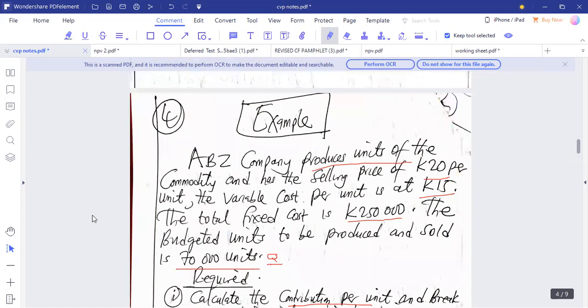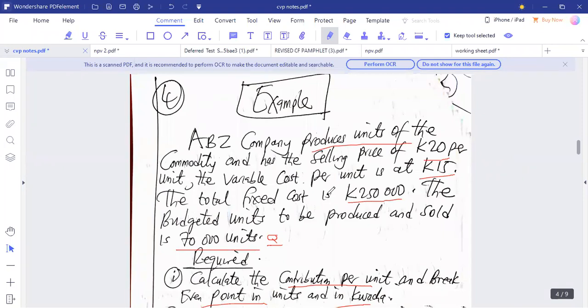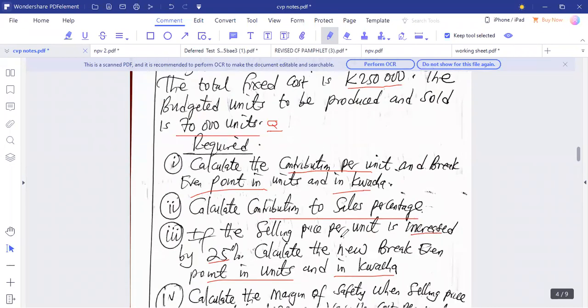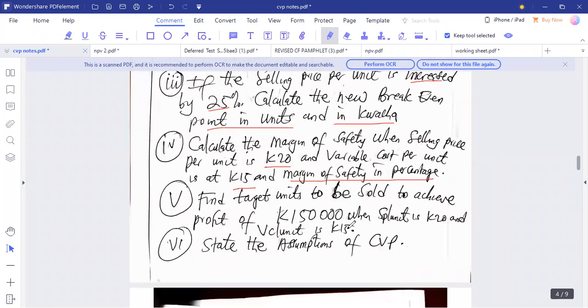All right. So from here, we know the selling price is at 20 kwacha, and then we have the variable cost per unit at 15 kwacha. So we can find the margin of safety based on the information that is given here. So we just really need to understand the composition of the question in an exam that you need to apply now. Then we start resolving the problem.